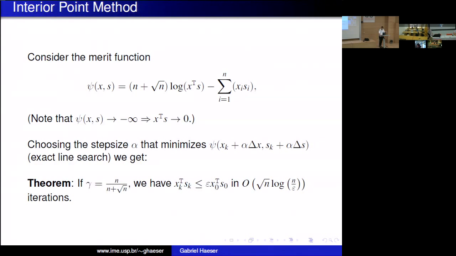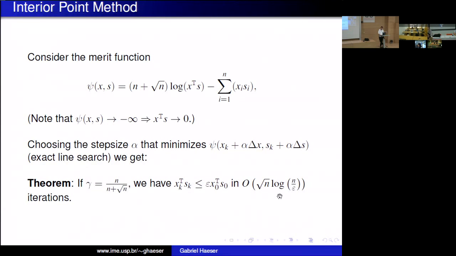In fact there are other implementations of interior point methods where instead of log of n over epsilon you have log of 1 over epsilon. So the complexity is square root of n log of 1 over epsilon. And this is the worst case scenario.